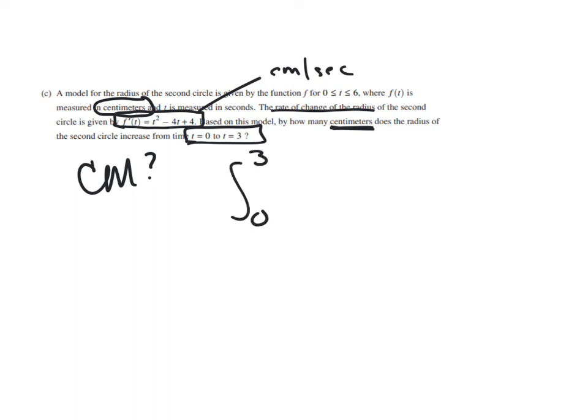All right, so let's just think about it. Again, if it's very wordy, just go back to the units. It wants centimeters, right? And they gave you f prime of t. They gave you the rate of change of the radius. So they gave me centimeters per second, and they want centimeters from 0 to 3. So I think it should be obvious that we're just integrating from 0 to 3 of t squared minus 4t plus 4 dt.